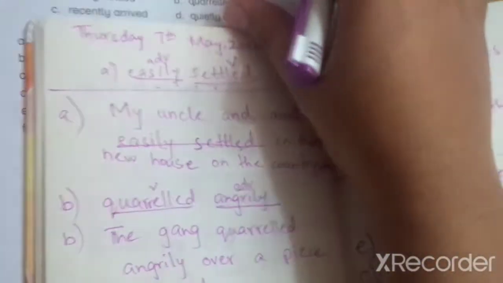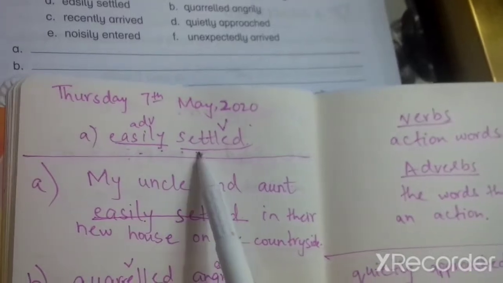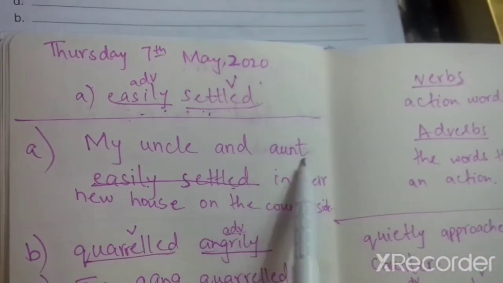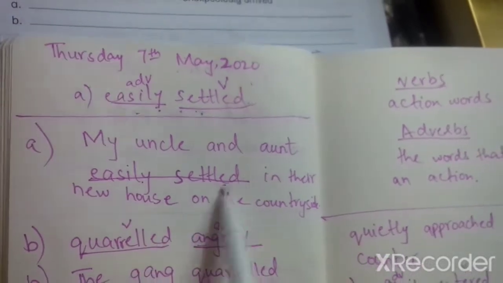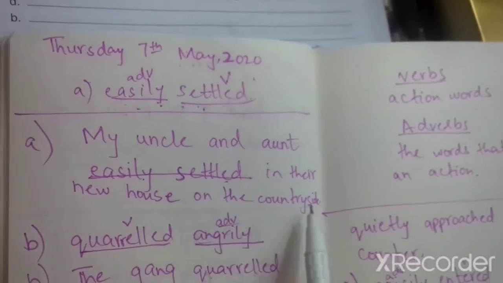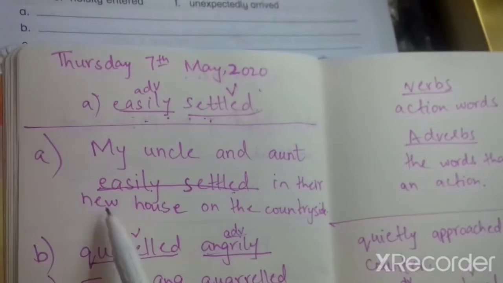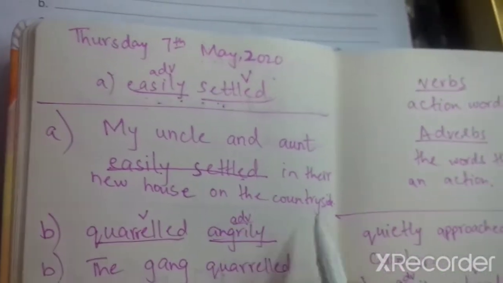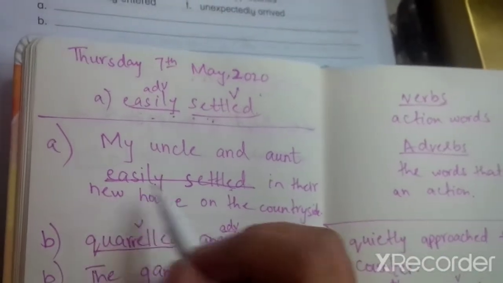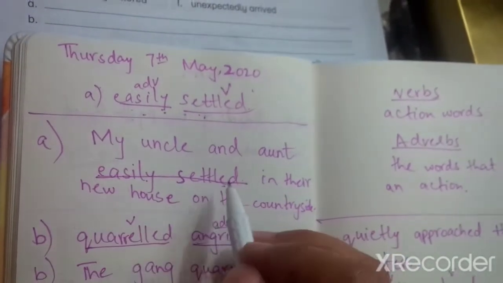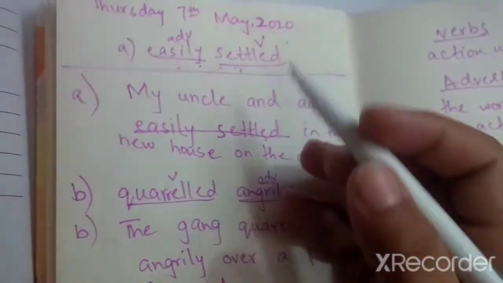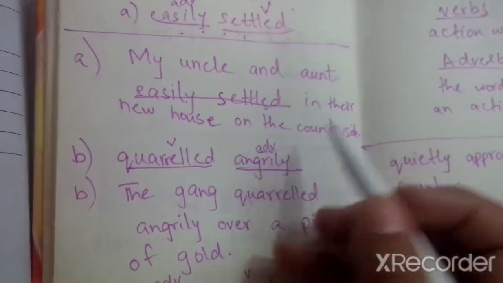Now look at A part. Easily settled. Now I'm going to make a sentence of easily settled. My uncle and aunt easily settled in their new house on the countryside. Now see, the meaning of easily settled is visible, and you can easily understand the meaning of this phrase quite well in the sentence. I have made the sentence in that way.